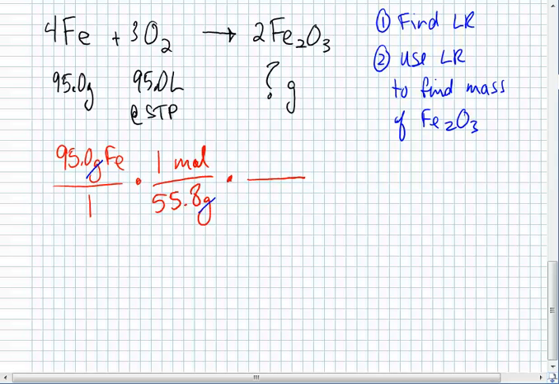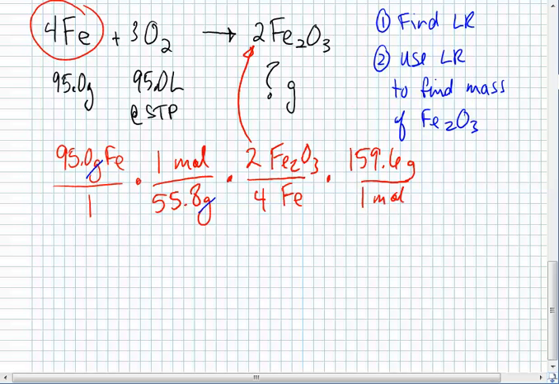Now that we have moles, after dividing by 55.8 grams per mole, we're going to apply the mole ratio. I want moles of Fe2O3, so that goes on top, and the 2 comes from right there. Over here on the bottom I'm going to write 4 Fe. So it's a 2 to 4 ratio, or 1 to 2 you could use as well, same thing. The last thing you're going to do is multiply by 159.6 grams per mole, which is the molecular mass of Fe2O3.